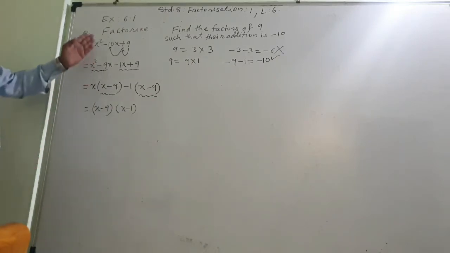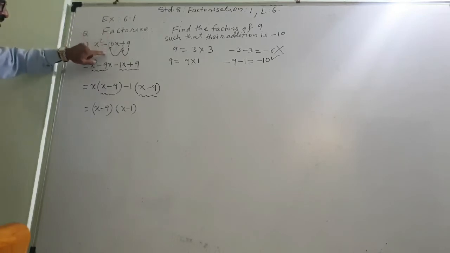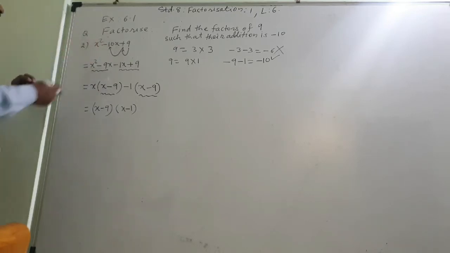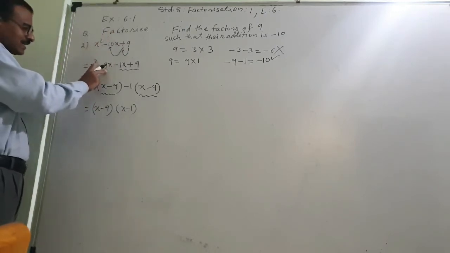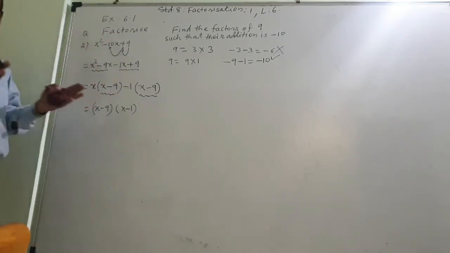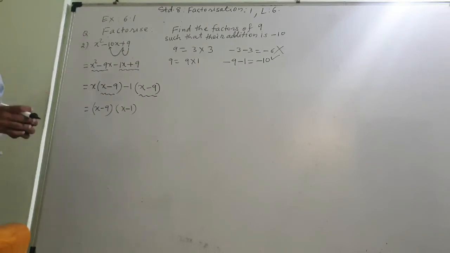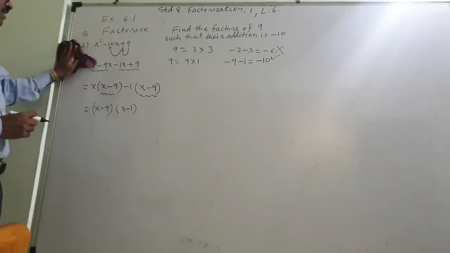This factorization is also called factorize the following by splitting the middle term. The middle term was minus 10x. We have split it into minus 9x and minus 1x. Split means break. So this is also called splitting the middle term.